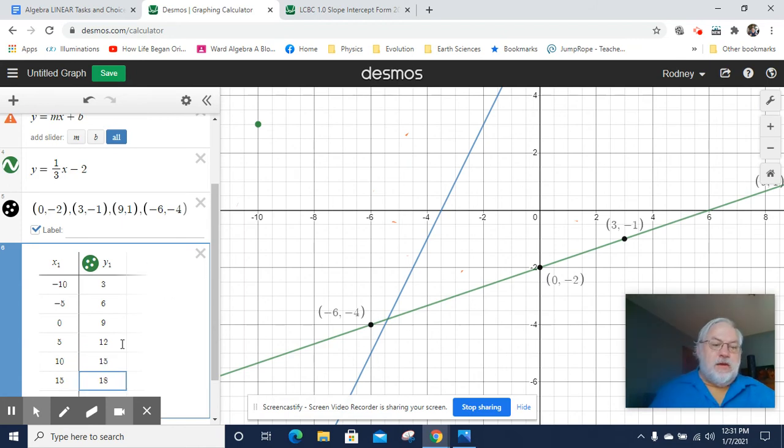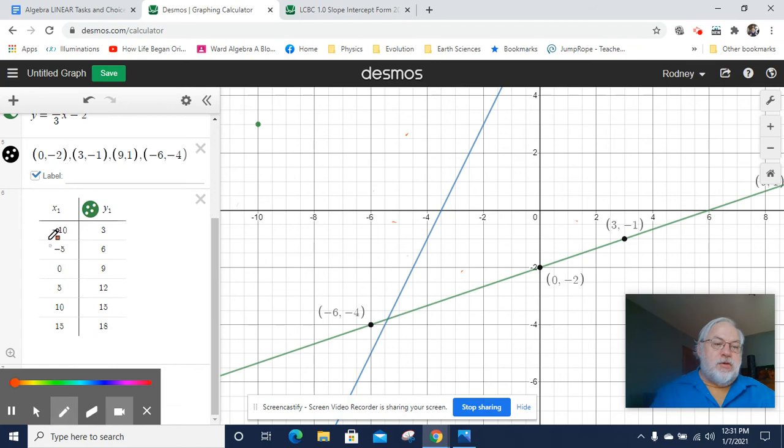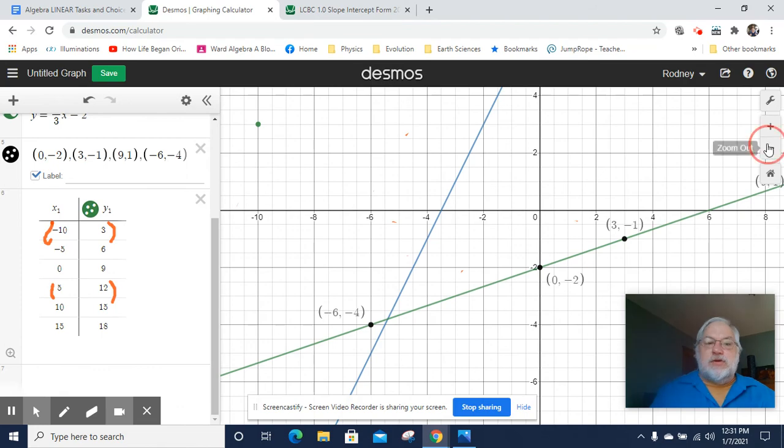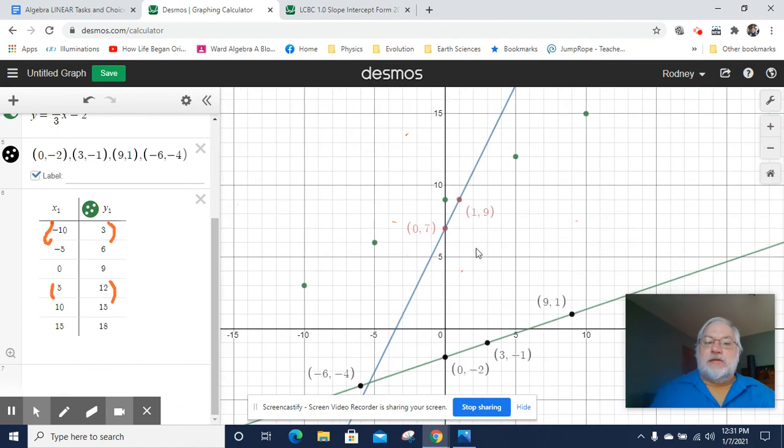And remember that a table is just a stack of ordered pairs. So everything on here is an ordered pair. Here is -10, 3. That's an ordered pair there. This is 5, 12. And I have set this up to be a linear table. You can kind of verify that by zooming out, and you'll see these dots that are all lining up in a straight line.